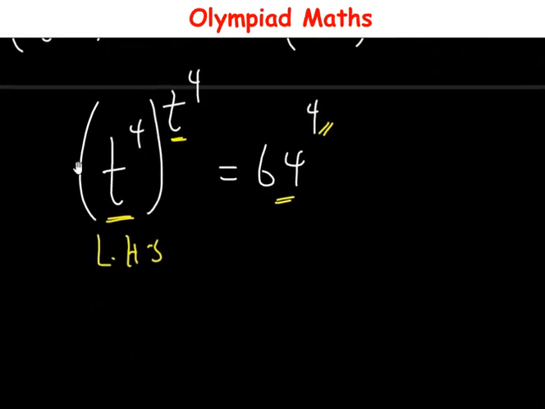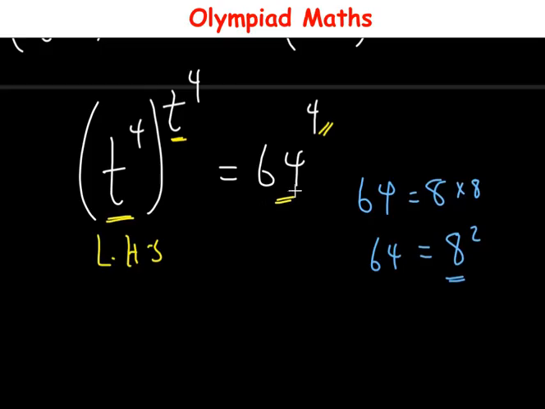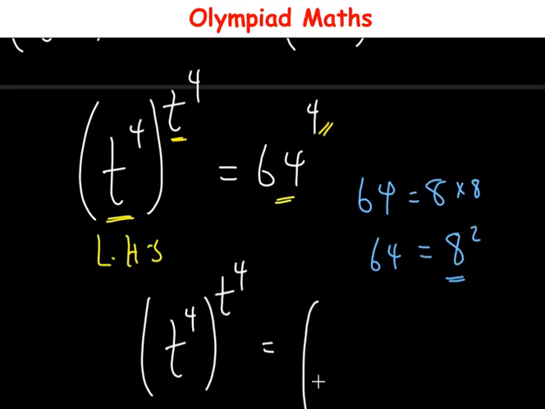So doing this, looking at 64 right here, 64 can be written as 8 times 8, which is simply equal to 8 squared. So 64 is equal to 8 squared. So that means that in place of 64, we'll bring in 8 squared. So this becomes, we have it as in brackets, t raised to power 4, all raised to power t raised to power 4 is equal to 64 becomes 8 squared. So in brackets, 8 raised to power 2, then all raised to power 4.